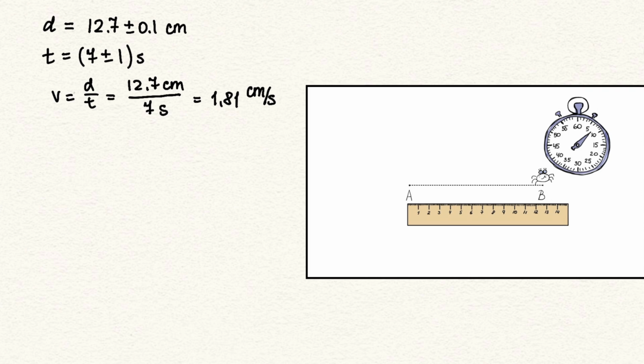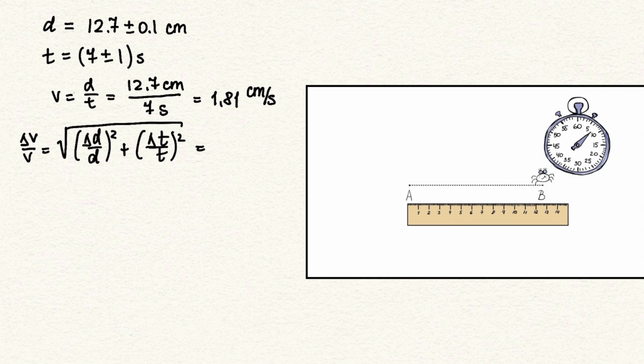Now I can calculate the uncertainty in velocity. Since velocity is a ratio of the distance and time, we will use the equation for division and multiplication to find our uncertainty. First, we're going to talk about relative uncertainty. So delta V over V equals the square root of delta D over D squared plus delta T over T squared.